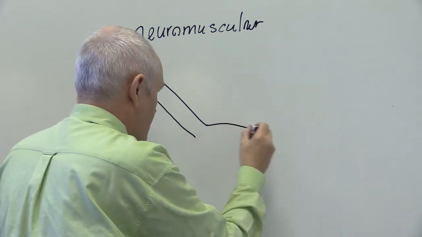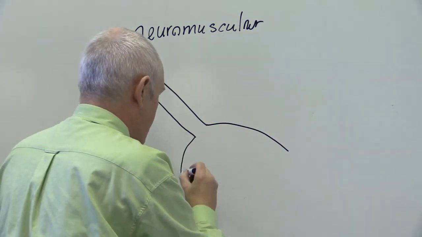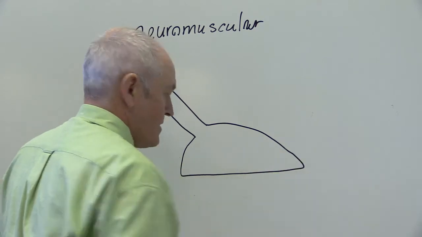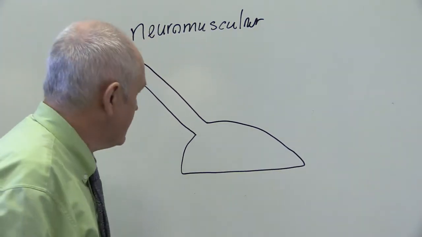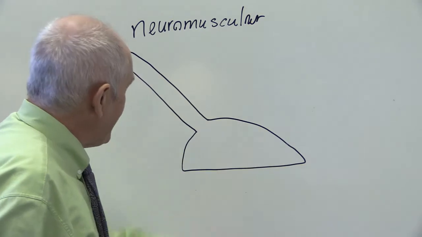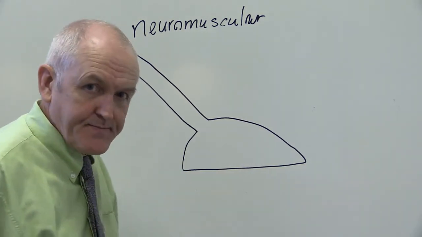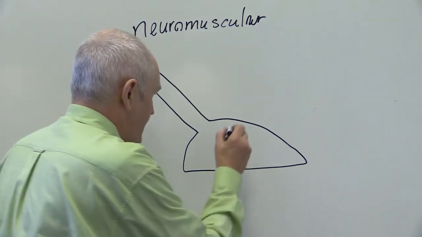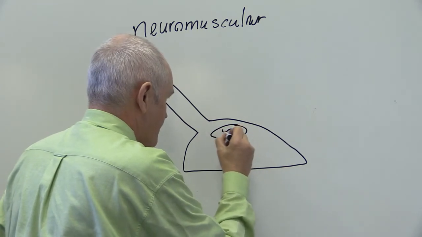broaden out into a motor end bulb. So there's a broadened out part at the end of the motor neuron. There's going to be some mitochondria in here to provide energy.